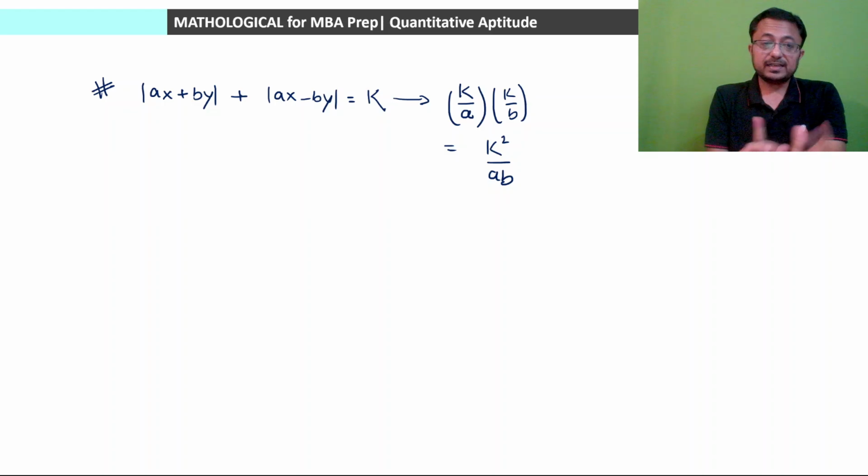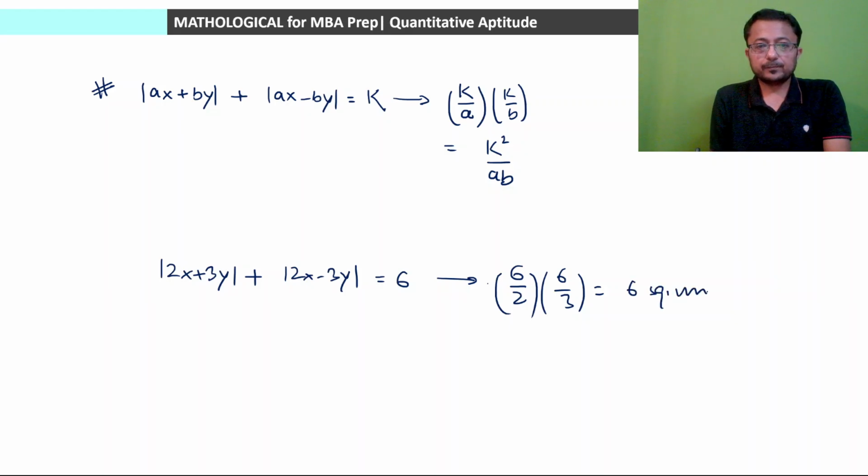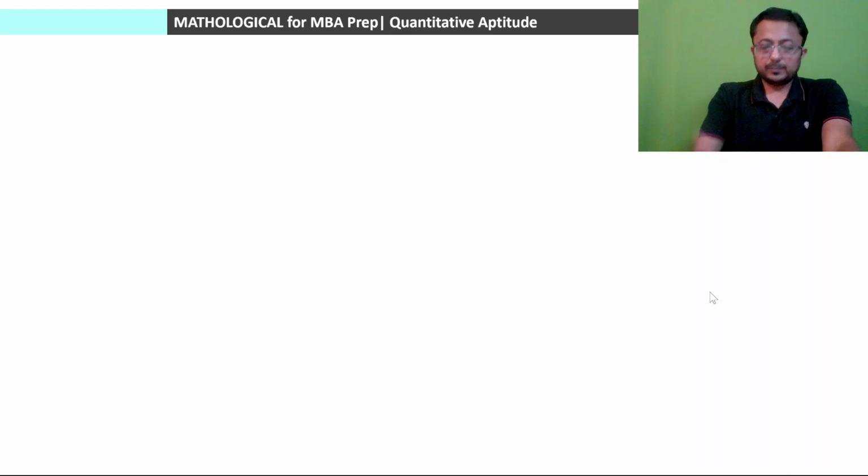So remember that you have to look carefully at the values inside the mod. For example, mod of 2x plus 3y plus mod of 2x minus 3y, and this is equal to 6. So straight away the area will be 6 by 2 into 6 by 3, and that will be equal to 6 square units. Okay, let's take the next example.